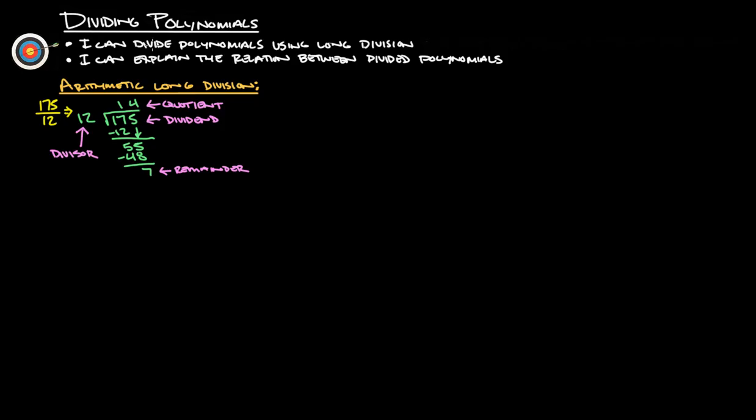What we're doing with dividing polynomials is really closely related to arithmetic long division. So remember, if you have 175 divided by 12, we put 12 on the outside and 175 on the inside. The 12 on the outside is called the divisor. That's what we're dividing by. 175 is the dividend. That's what's being divided. The quotient is the solution, the answer to this, and then our 7 over here is the remainder.